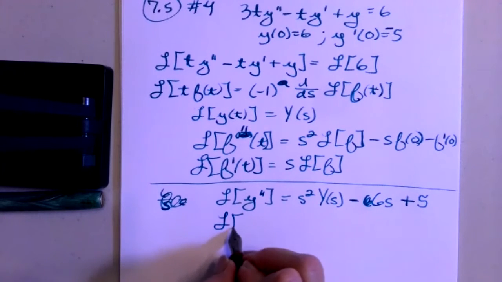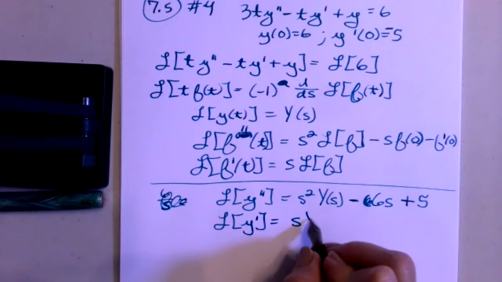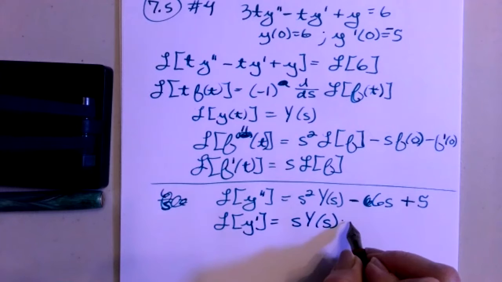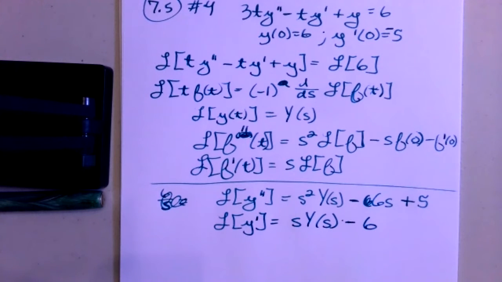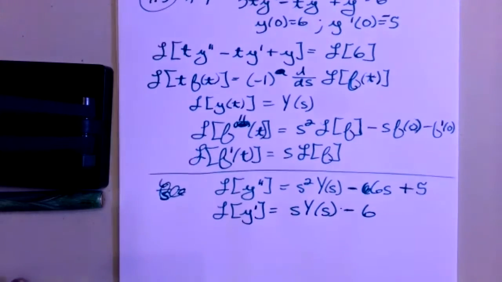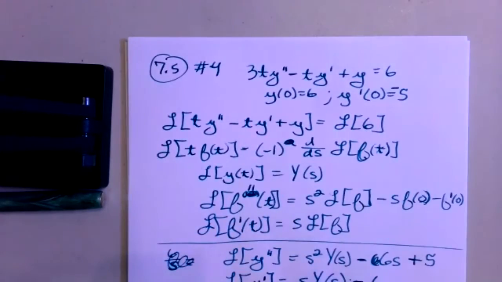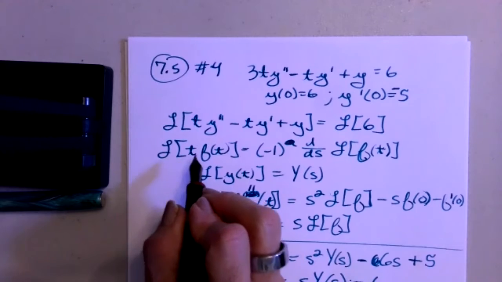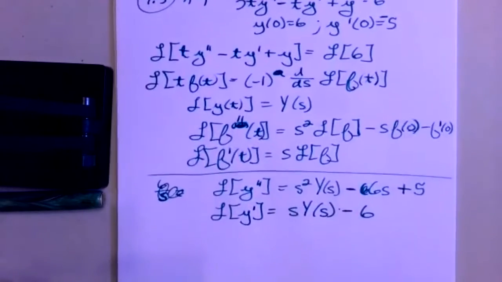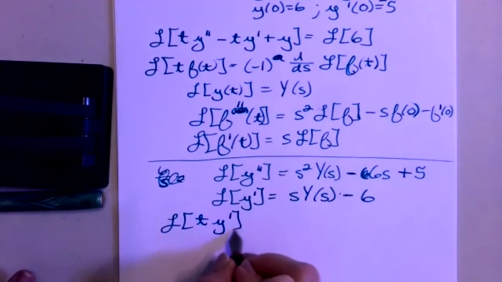And the Laplace transform of y prime is just going to be s times Y of s minus y at 0. So I get that. And now we have to use the line of what I wrote down before. How do you take the Laplace transform of t times something? What's the Laplace transform of t times y prime?